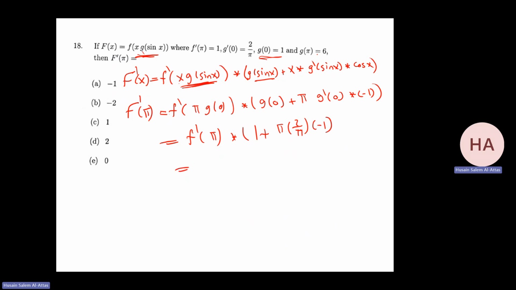F prime at pi, where is it? It is 1. So that will be 1. This is 1 minus 2. That will be minus 1.